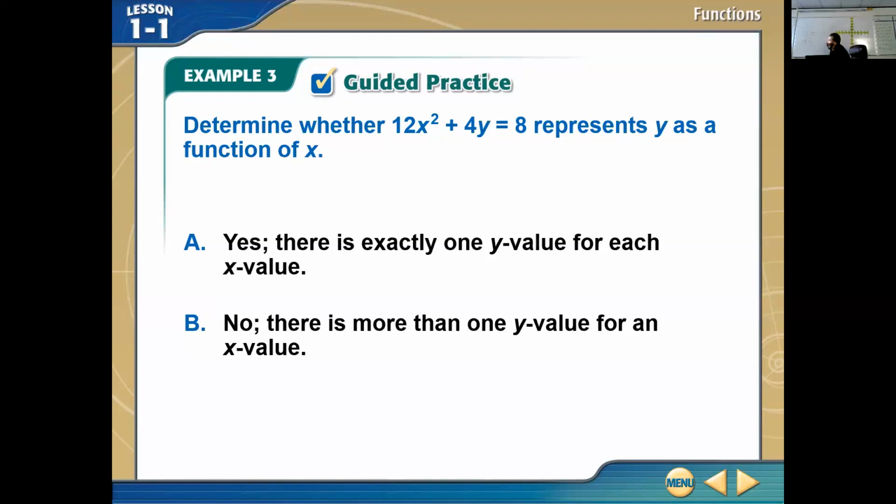And we would have y is equal to a negative 12x squared plus 8 all over 4. Since there won't be any plus or minus element, since there is one y value for each x value, this would be a function. But once again, we got to solve it algebraically first.